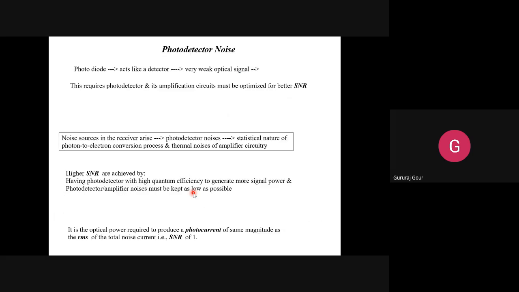So likewise, another parameter or characteristic with respect to the photodetector that we discuss is the photodetector noise. A photodiode acts like a detector, and we are getting a very weak optical signal. So photodetector noise is normally defined as the ratio of signal power from the photocurrent to the noise plus amplifier noise.